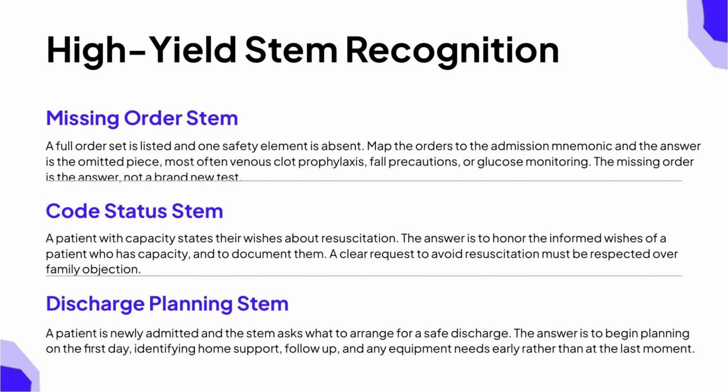The second is the code status stem, where a patient who can think clearly states their wishes about resuscitation. The answer is to honor the informed wishes of a patient who has capacity and to document them, even over family objection. The third is the discharge planning stem, where a newly admitted patient already has obvious needs for going home. The answer is to begin planning on the first day rather than waiting until the end.